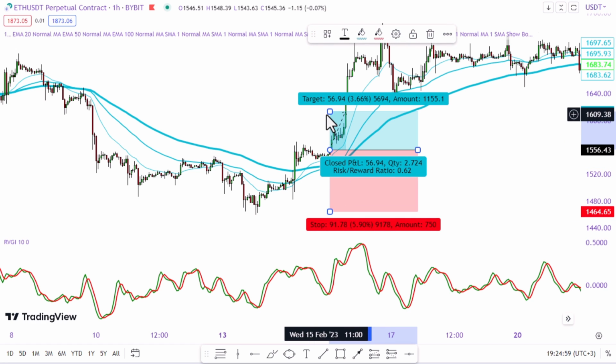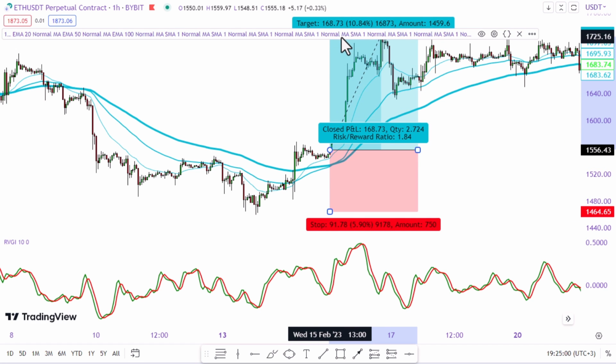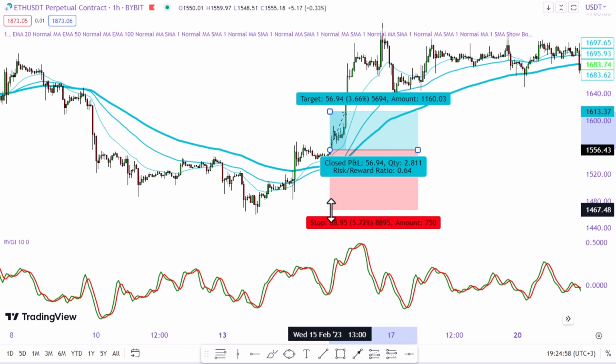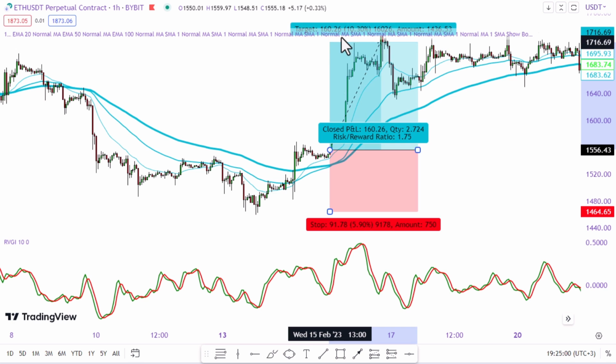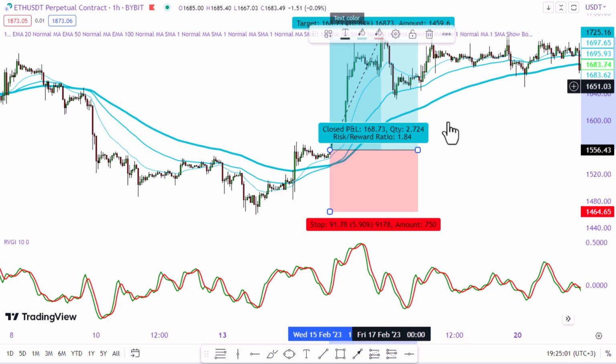Once the RSI indicator makes a bullish crossover above the center line, we can take a long position and place our stop loss below the nearest swing low or below the 50 period exponential moving average.